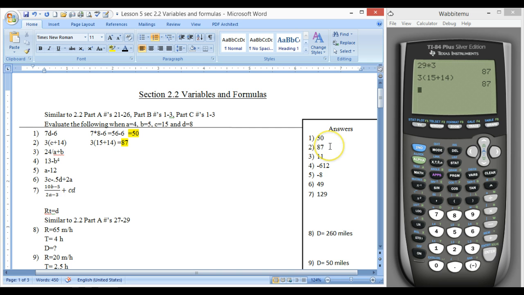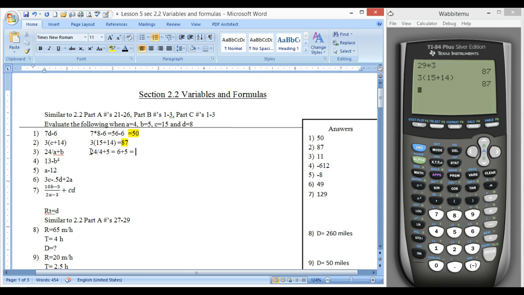24 over A plus B. So we're going to substitute 24 divided by A was given to us as 4. Adding B is 5. Okay, so 24 divided by 4 is 6. 6 plus 5. And the reason I did the division first is please excuse my dear Aunt Sally, the order of operations.